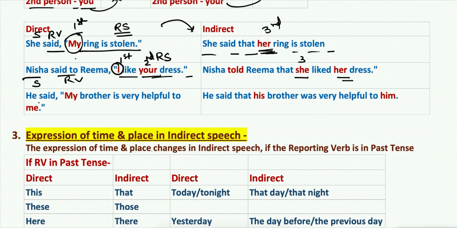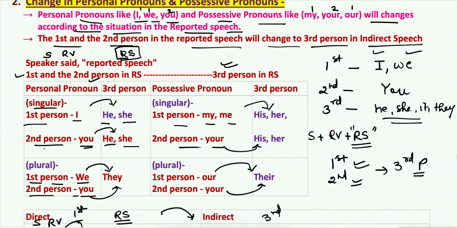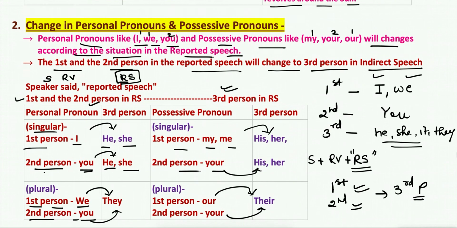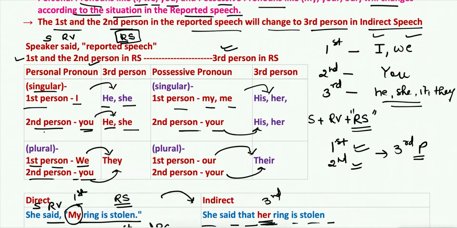Third example, he said, my brother is very helpful to me. So he is the speaker, said is the reporting verb, and my brother is very helpful to me is the reported speech. In reported speech, first person possessive pronoun is present, my and me. So it will change to third person, his and him. So this is the change of the pronoun. First person and the second person will change to third person when we are converting a direct speech into indirect speech.